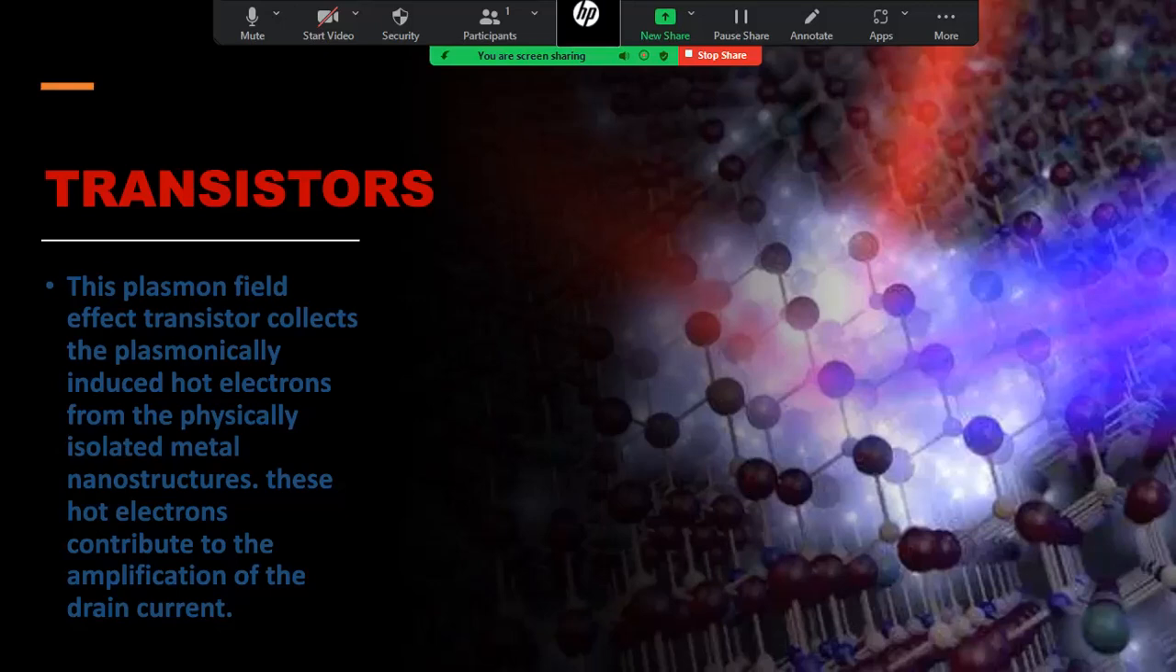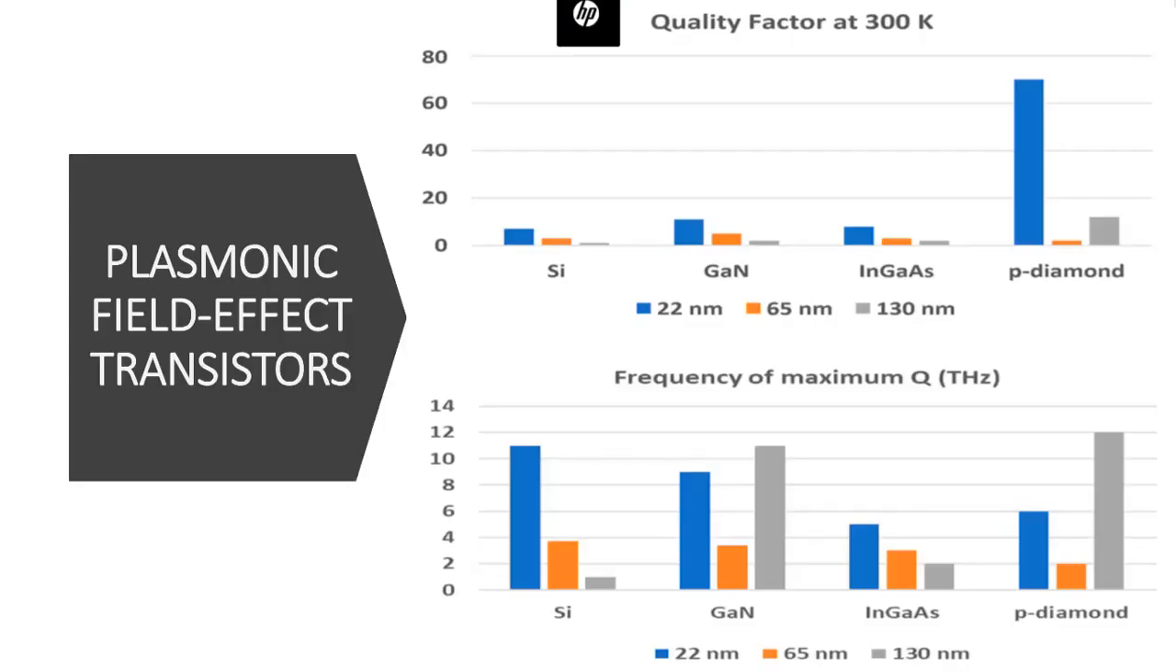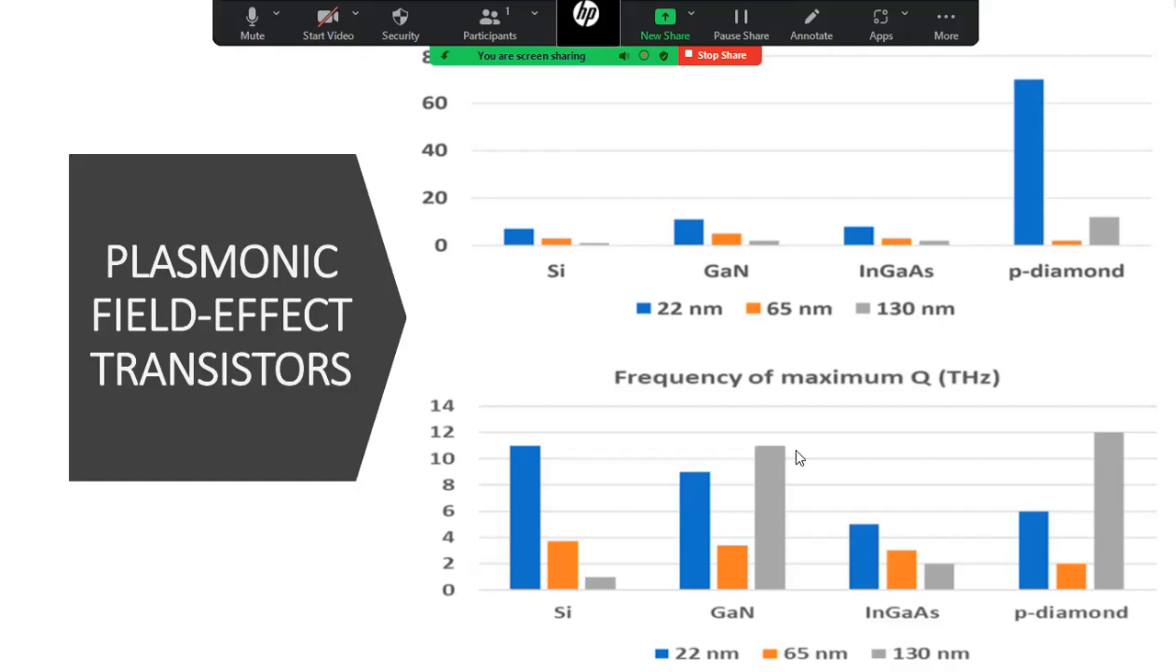The next one is transistors. Plasmons also relate to transistors. This is the field of plasmons. This plasmonic field effect transistor collects the plasmonically induced hot electrons from physically isolated metal nanostructures. These hot electrons contribute to the amplification of the drain current. Plasmonic field effect transistors: this is the radio frequency maximum transistor. You can see here.